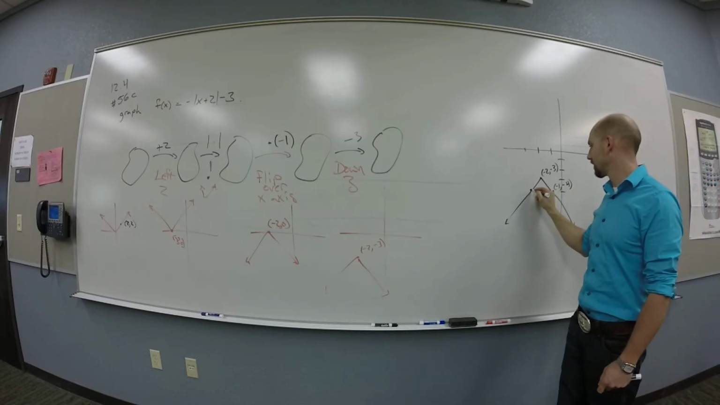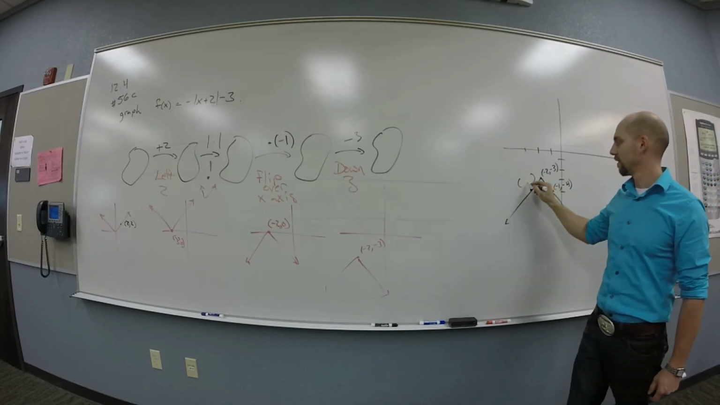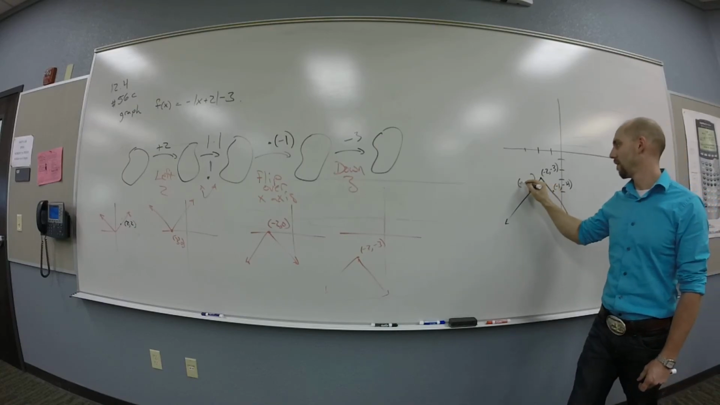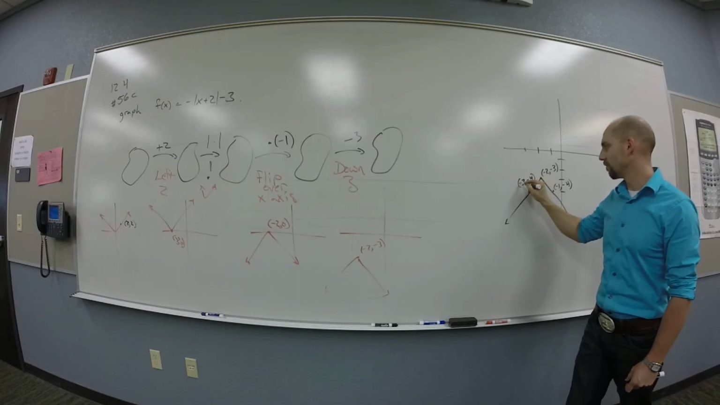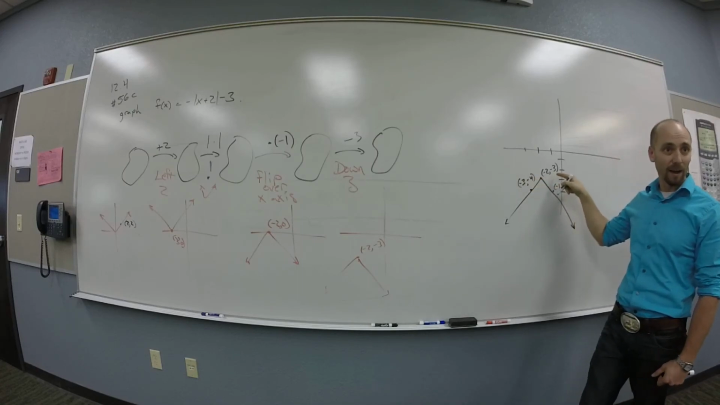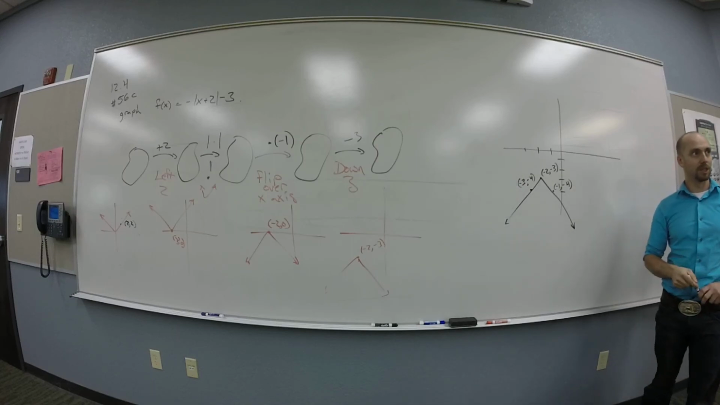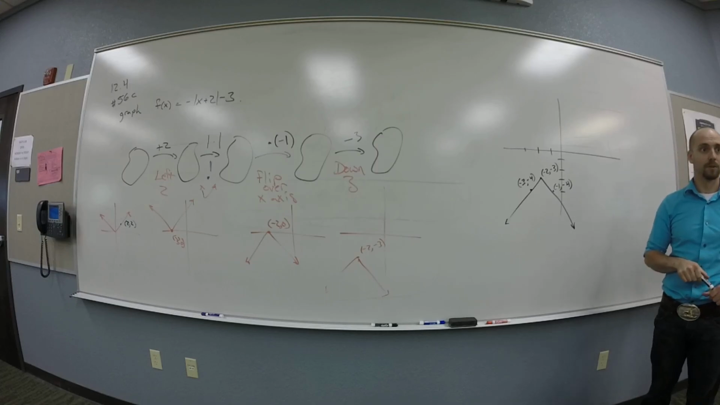And what's this guy? Negative 3, negative 4, because it's down 1, back 1 from this point, right? You guys see this? Cool. So there's our graph.